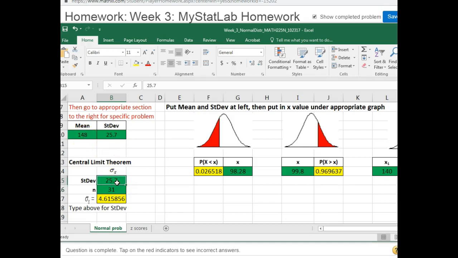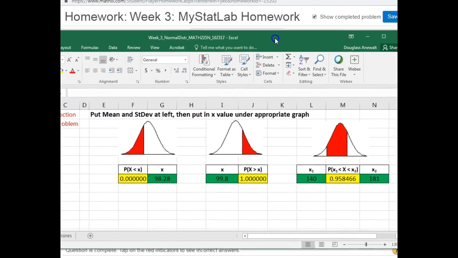And so we type in the population standard deviation, and you actually want to divide that by the square root of the sample size. And so if you just type those values in, the answer comes up for what our new standard deviation needs to be. We type that above here. So it's 4.615856. So if we're looking at groups of size 31, what their average for that group weight is, it has a distribution. This is what the mean of all those averages would be. And this is the standard deviation for groups of size 31, their mean.